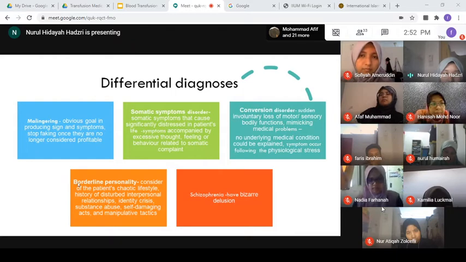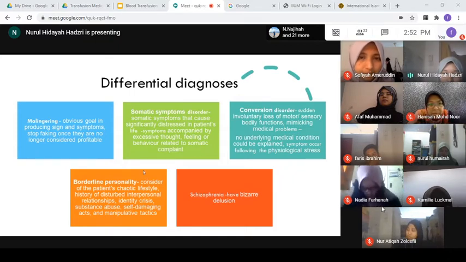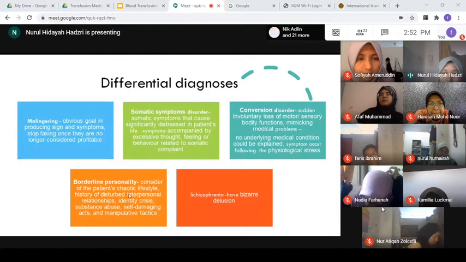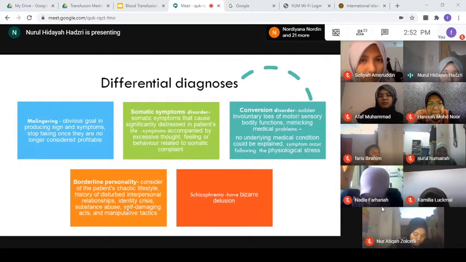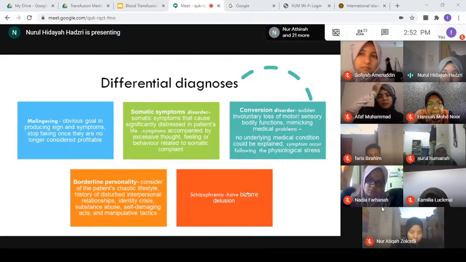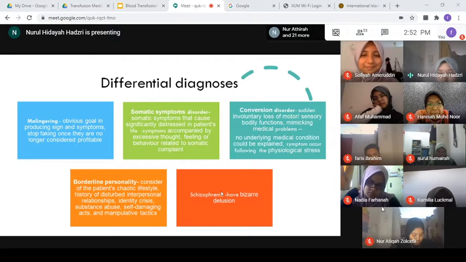Okay. The next differential diagnosis is borderline personality, which we should consider in a patient presenting with factitious disorder because the patient may have a chaotic lifestyle, disturbed interpersonal relationships, identity crisis, and also self-damaging acts. And the last one is schizophrenia, because the patient may also present with bizarre delusions. Okay, so that's all for me.